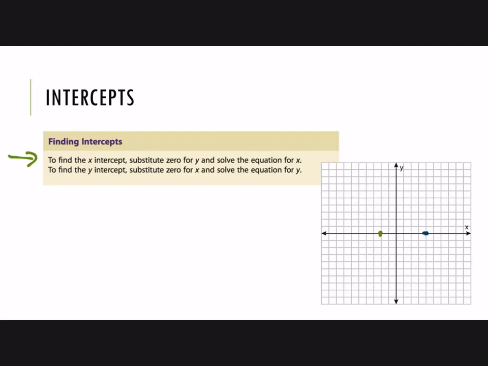And then similarly for the y-intercepts, if we look at a couple examples of those. Here's one example. That's the point (0, 3). And here's another one. That's the point (0, -5). All of these points on the y-axis will have x-coordinates of 0. So to find y-intercepts, you substitute 0 for x, and then solve for y.